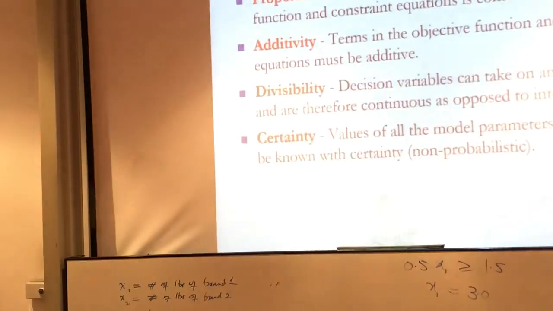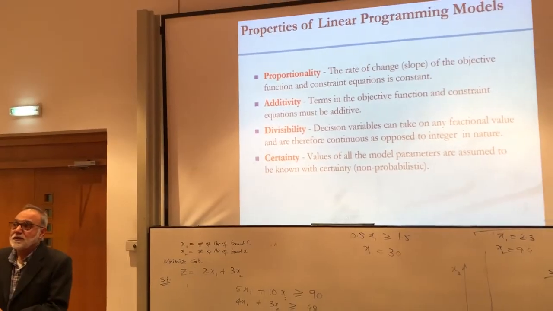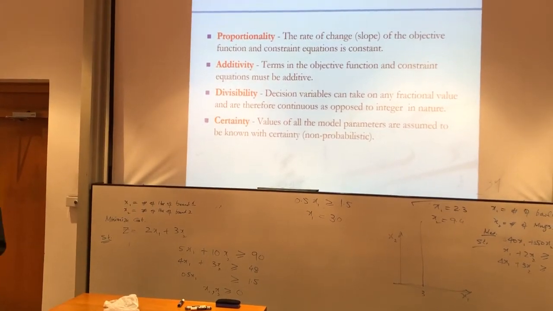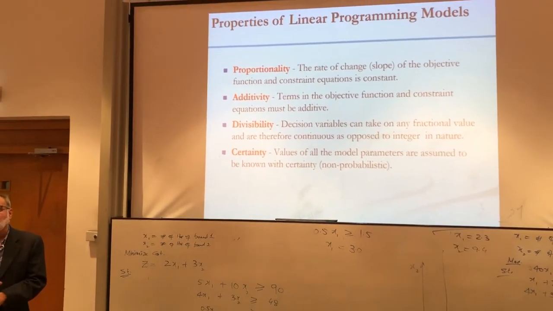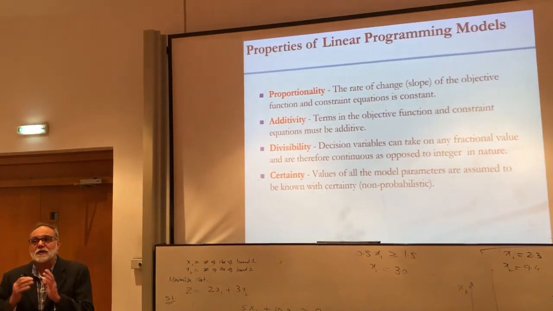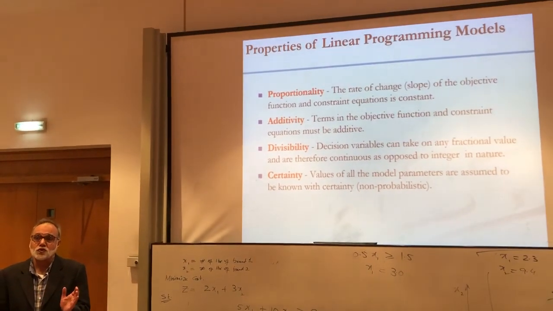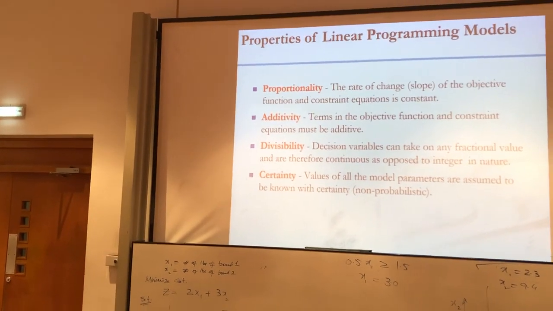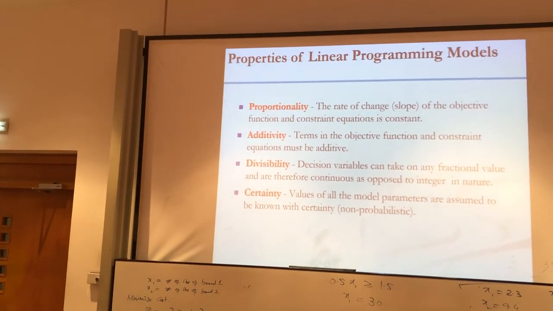If we want the solution strictly to be integer, then there is a special branch of linear programming called integer programming. In linear programming we accept decimal solutions. Decision variables can take any fractional value and are therefore continuous as opposed to integer in nature. This is called divisibility.